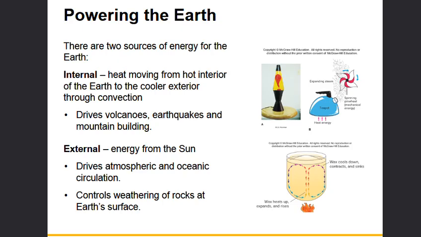That process alone will result in volcanoes and earthquakes. So the internal heat engine drives volcanoes and earthquakes, and also the mountain building process. So that is the internal engine, right?